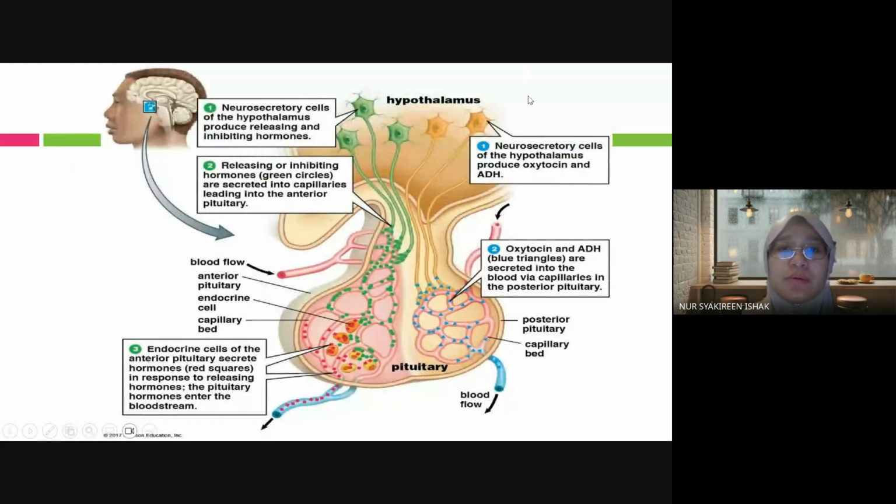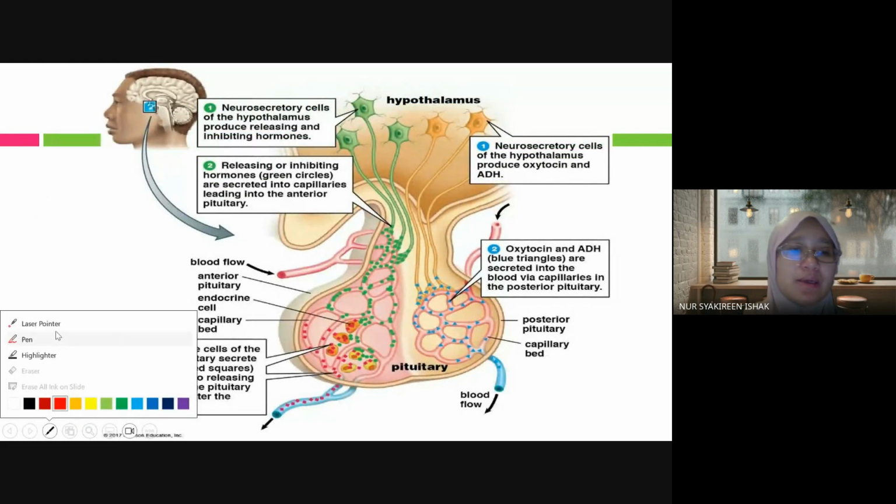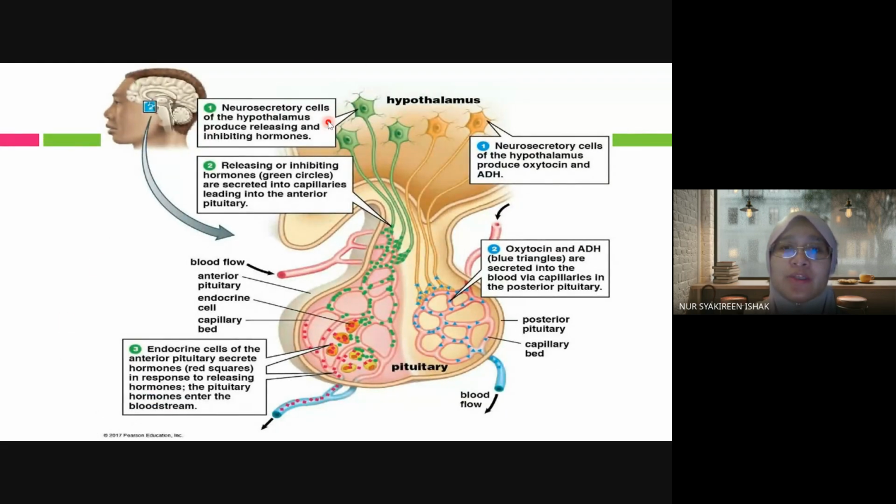Okay. So we have looked at the diagram kan. So let's look at it again. So this is the hypothalamus. Okay. So the hypothalamus consists of neurons. Okay. So neurosecretory cells of the hypothalamus produce releasing and inhibiting hormones. So this is by the green neurons here. Okay. So it produces hormones. Okay. And the hormone travels through the axon until it reaches the anterior part.